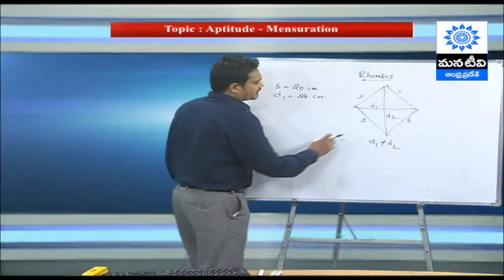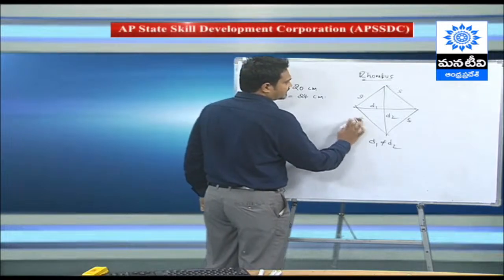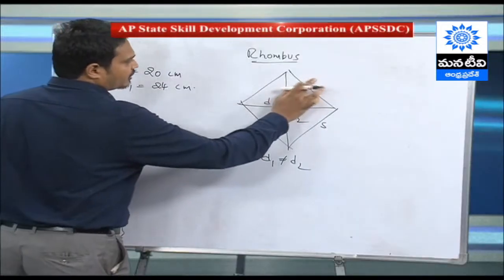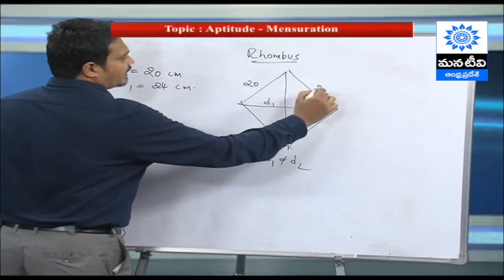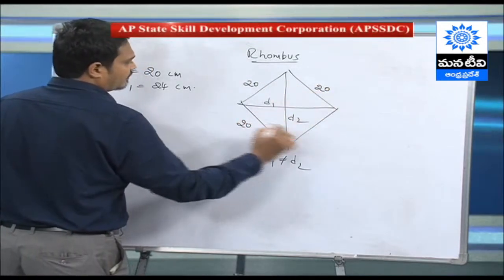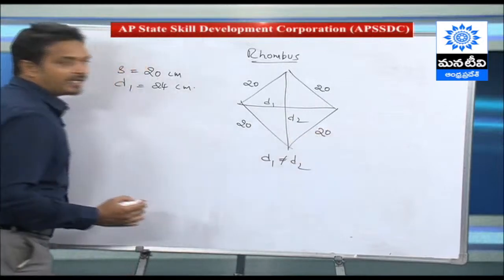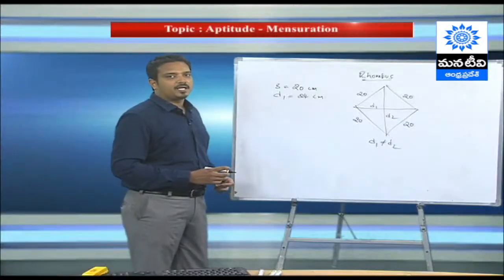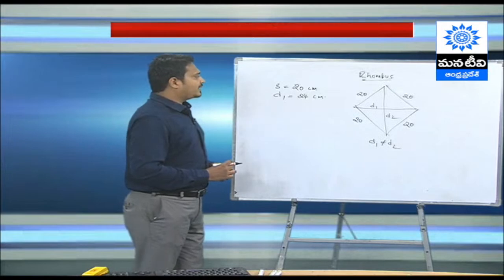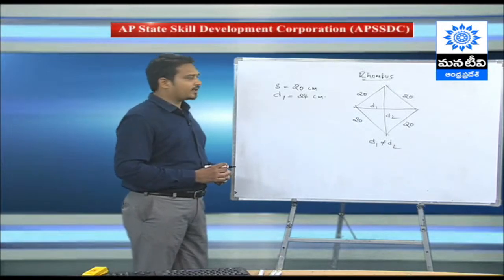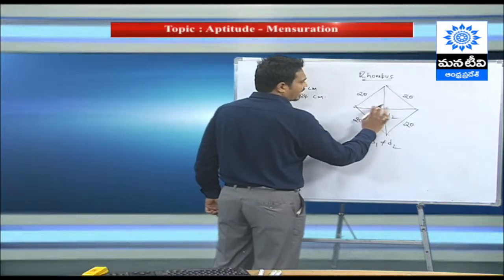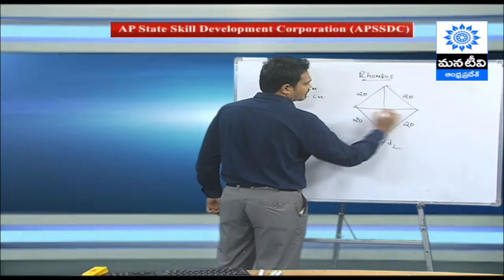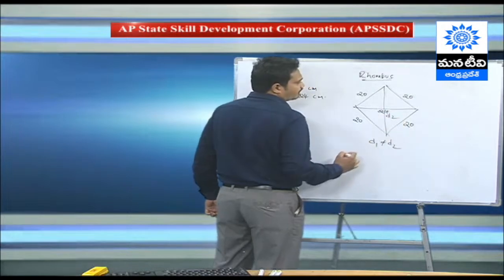So how are we going to deal with this? Since we know the side, I'm going to mention 20 all the way, correct? So all the sides are 20. Now we know one diagonal, which is 24. Let's say for example I take this diagonal as 24, the horizontal diagonal as 24.